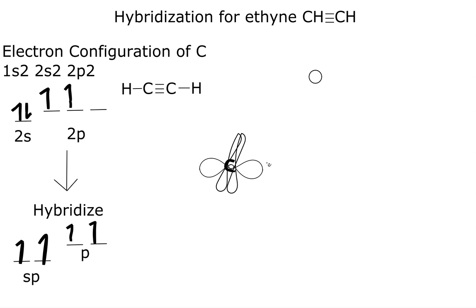And now we can look at this hydrogen over here. And hydrogen's electron configuration is 1s1. So it has an s orbital. So what does the s orbital look like? Well, it's just a circle. And that one electron in this orbital is going to bond with this one electron in this sp orbital. So if you want to think of it this way, this bond right here is an s to sp bond. That's what that is right there.